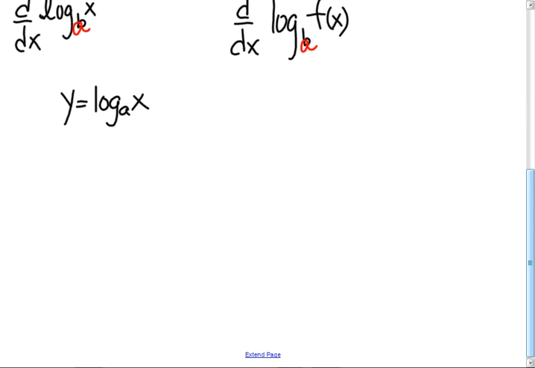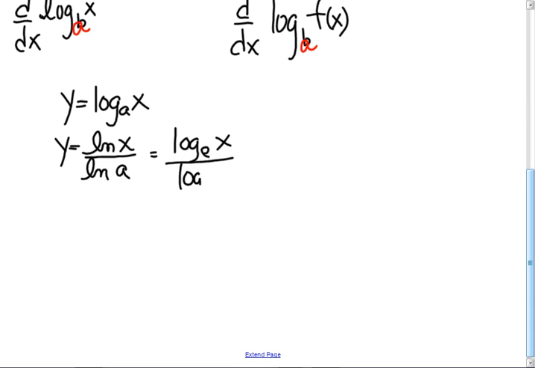Now, I do know change of base. What is the change of base? I know the derivative of natural log. So why don't I write this as natural log of x divided by the natural log of a? It's the same as log base e of x over log base e of a, except we write it ln because we do it so often. If you don't see a number below the log, then it's always base 10.